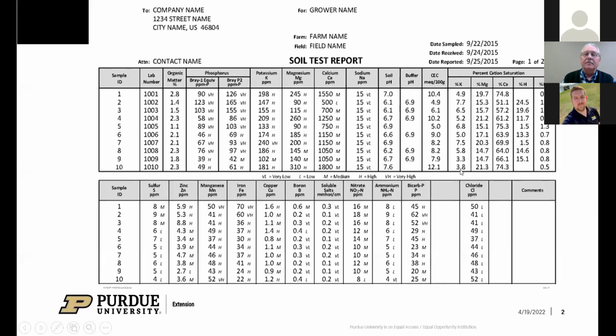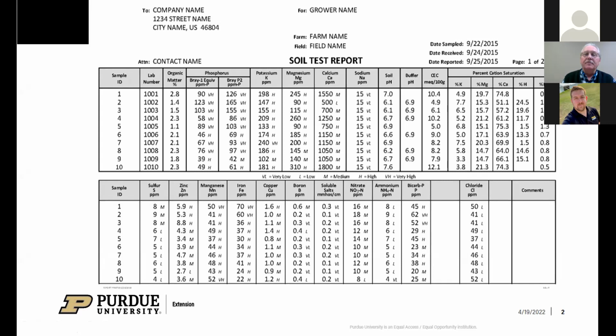There we go. So when you get your soil test results back, you may get something that looks like this. Sometimes it's a little bit more graphical in display. But you're going to have a bunch of numbers and sample IDs and different things going on. This is an example where we've got 10 different samples from an area, but you could have as few as one sample on there. It just kind of depends.